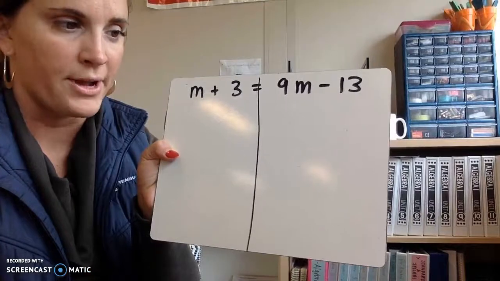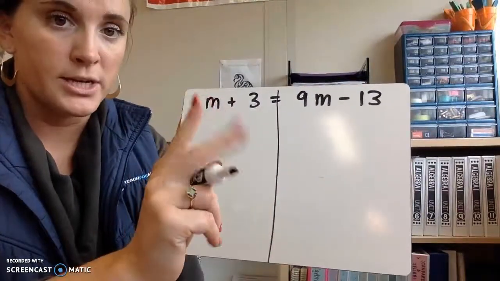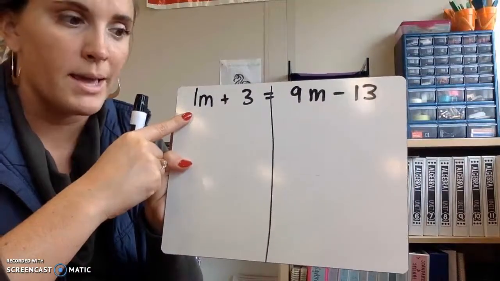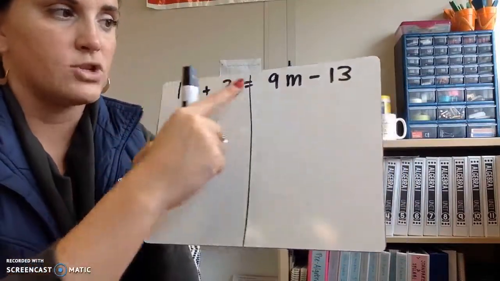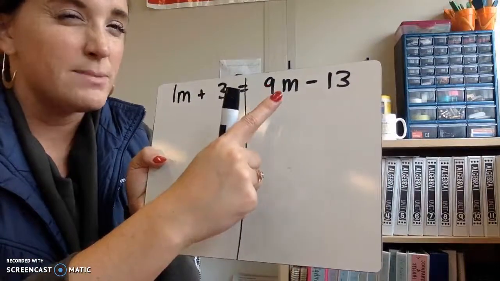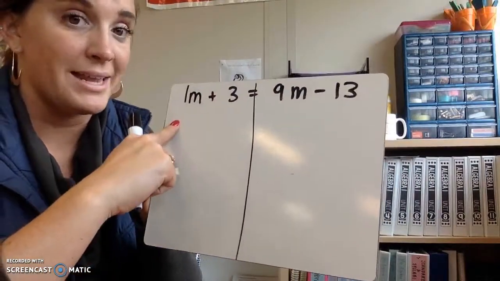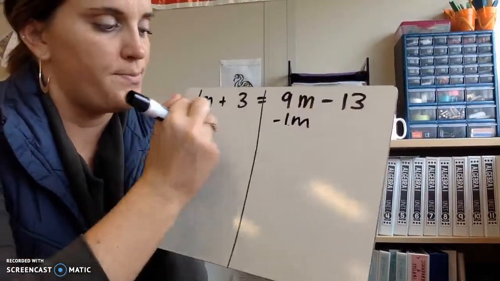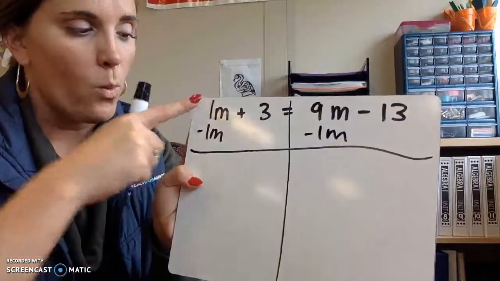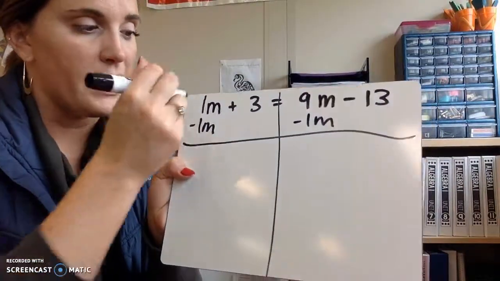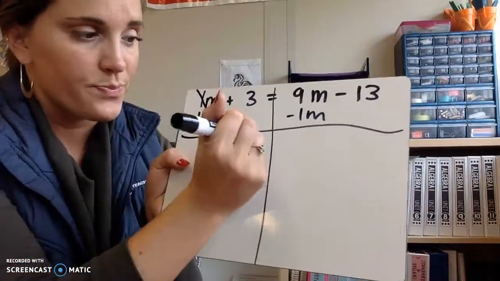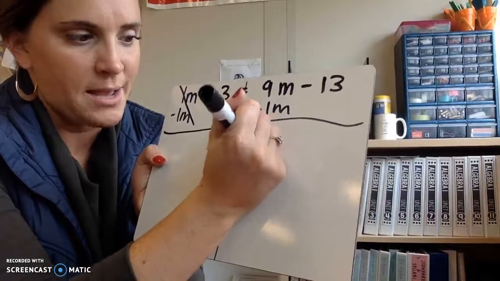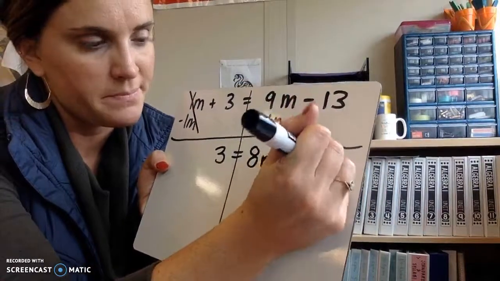Get our variables together. So now I have two options. I'm going to put a 1 in front of that m, 1m. I can subtract 1m on both sides, or I can subtract 9m on both sides. If I subtract 9m, I'm going to end up dealing with some negative numbers. So I'm going to subtract 1m to keep my numbers nice and positive. Work smarter, not harder. 1m minus 1m is going to cancel out. Bring down your 3. 9m minus 1m is 8m minus 13.